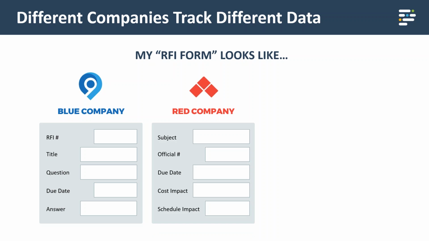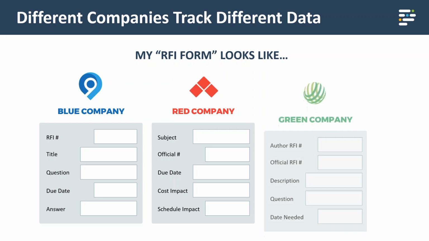We ask the red company the same thing. They'll say, my RFI says subject first. Then we have an official RFI number, or official number they call it, a due date, a cost impact, and then also a schedule impact. They want to track that maybe within their reports or their dashboards.